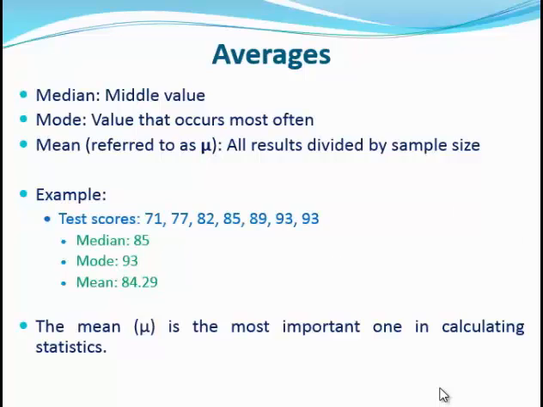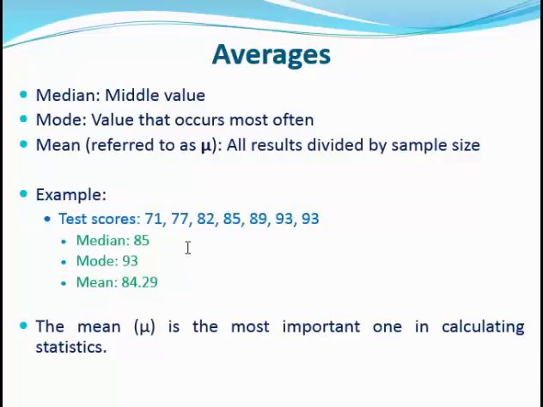And in statistics, the mean is symbolized by this Greek letter. In Greek, I think this is the letter mu. We don't have a letter like that in English, but they had a letter like that in Greek. And so we're going to use that symbol for the rest of the course to mean the mean. And the mu, or the mean, is all of the results divided by however many samples you have.